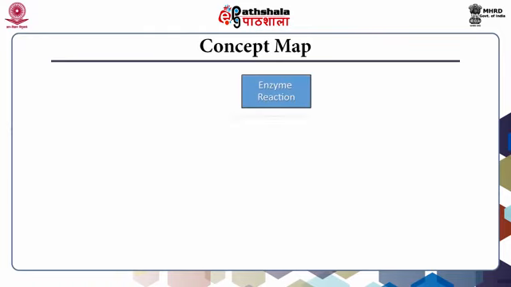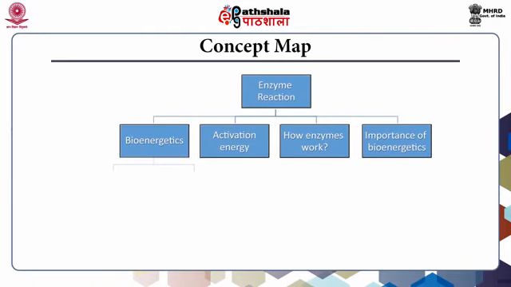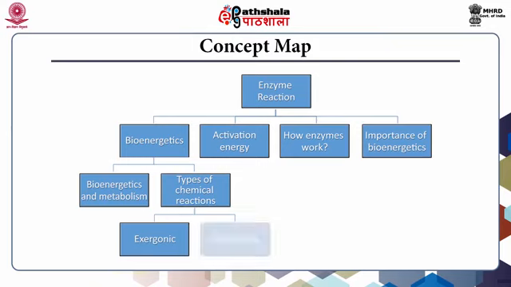The concept map in this slide shows the steps that we will follow in this lecture. First, we will see what is the linkage between bioenergetics and metabolism, the different types of chemical reactions like exergonic, endergonic, catabolic and anabolic reactions. We will see what is activation energy, the working of enzymes and importance of bioenergetics.